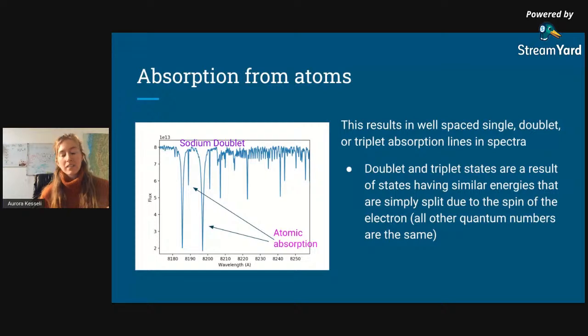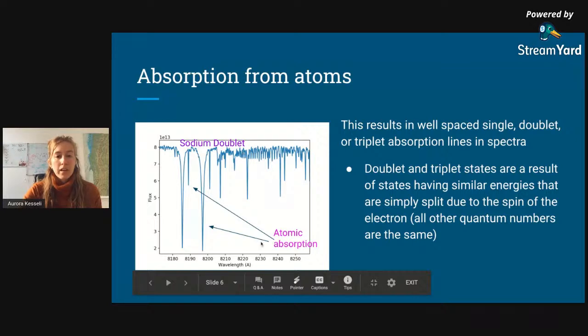So what does this absorption look like? Because you're going from one state to an excited state, it results in well-spaced lines. And usually the lines occur in singlet lines, doublet lines, or triplet lines. And so I'm showing you an example of a model. And I'm showing both. Here's a nice doublet. This is the sodium doublet in an M dwarf star. And also there's a bunch of single lines as well.